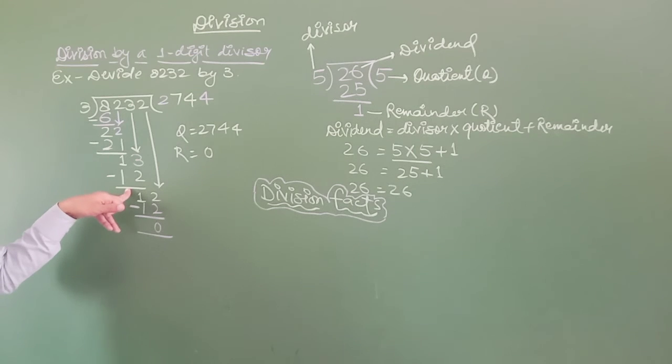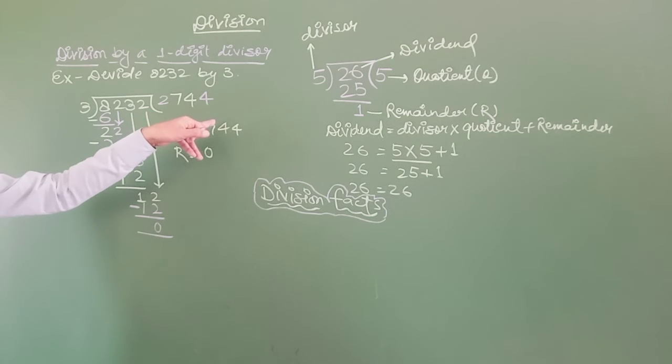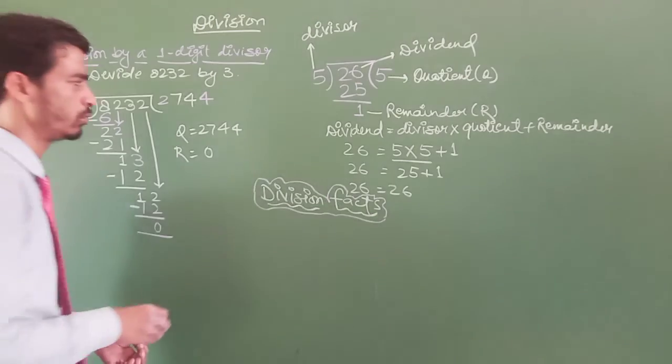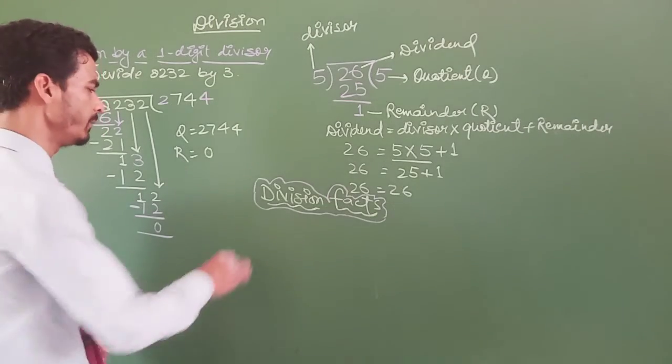In step 3, bring down 3 from the tens place of the dividend and divide 13 tens by 3. 3 multiply 4 is equal to 12, 3 multiply 5 is equal to 15. 15 is greater than 13 but 12 is smaller than 13. So take 3 multiply 4 is equal to 12, write 4 in the tens place of the quotient, and 13 minus 12 is equal to 1. Write 1 as the difference. In step 4, bring down 2 from the ones place of the dividend, divide 12 ones by 3. 3 multiply 4 is equal to 12. Write 4 in the ones place of the quotient, 12 minus 12 is equal to 0. Write 0 as the remainder. The quotient is 2744 and the remainder is 0.